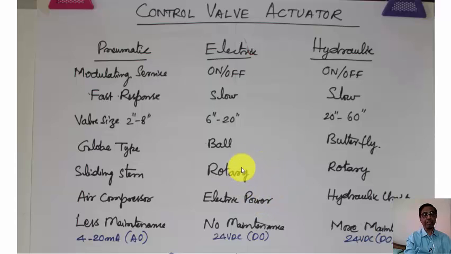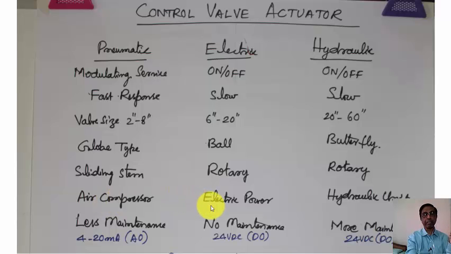Then the requirement of the power elements. We need an air compressor for the pneumatics. As I told you, pneumatics means air pressure. How do we get the air pressure? By using an air compressor system. In a plant we will have an air compressor house with many compressors. They all feed the air into a header, called a pneumatic header. Through that header it is supplied to all the pneumatic instruments and pneumatic actuators.